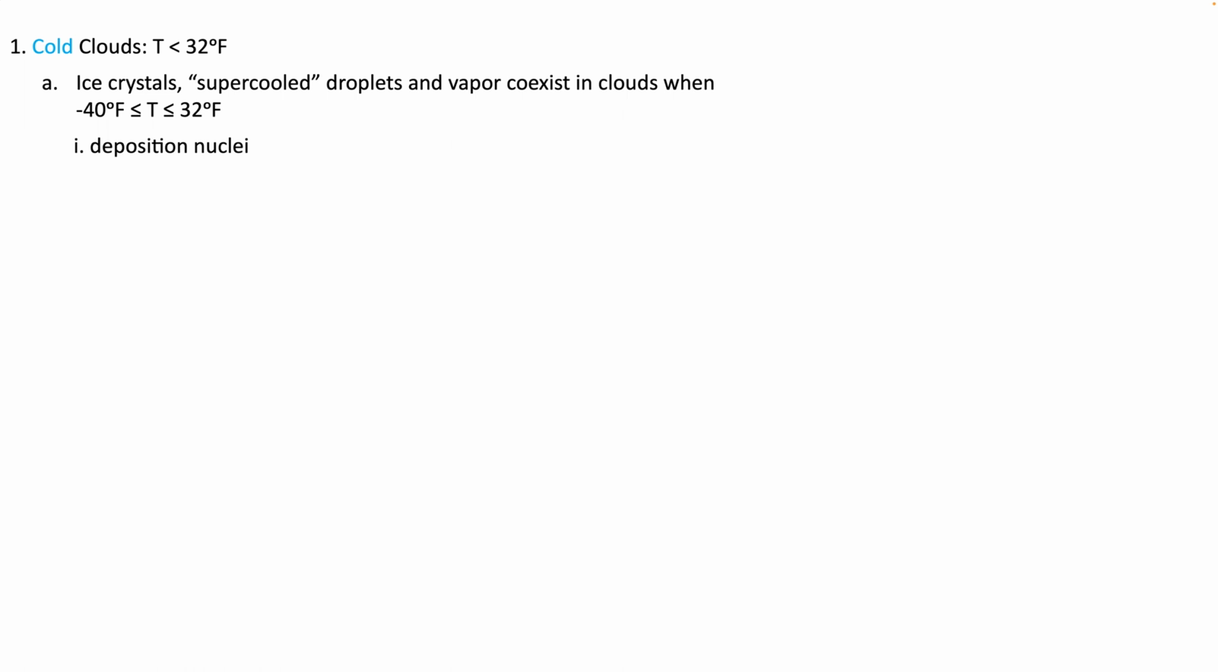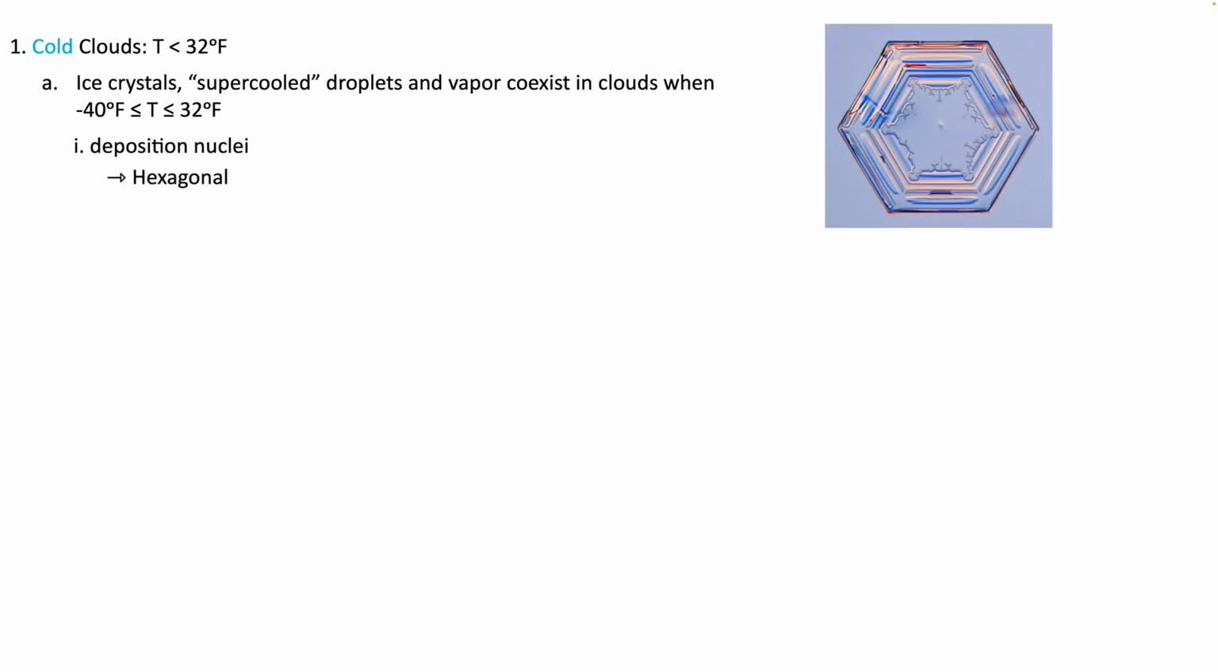In order for us to get an ice crystal in the atmosphere, just like with water droplets and condensation nuclei, ice crystals have to form on something called deposition nuclei. Deposition nuclei are kind of specialized. They have to be hexagonal, six-sided, and they're relatively rare in the atmosphere. Because deposition nuclei are rare and condensation nuclei are really abundant, most of our cold clouds are composed almost entirely of supercooled water droplets, in spite of the fact that the temperature is less than 32 degrees Fahrenheit or 0 degrees Celsius.